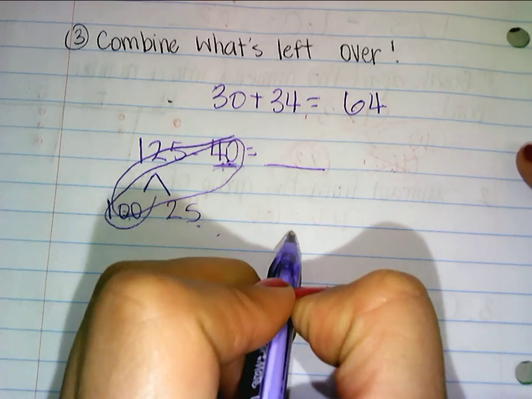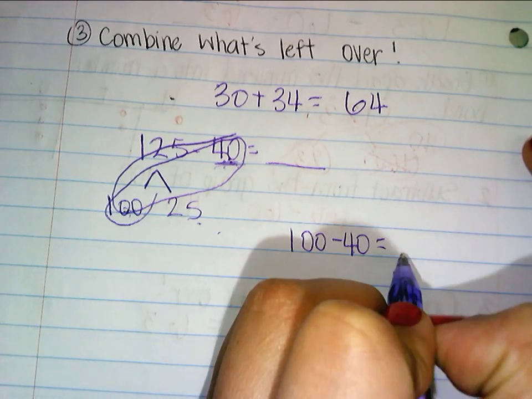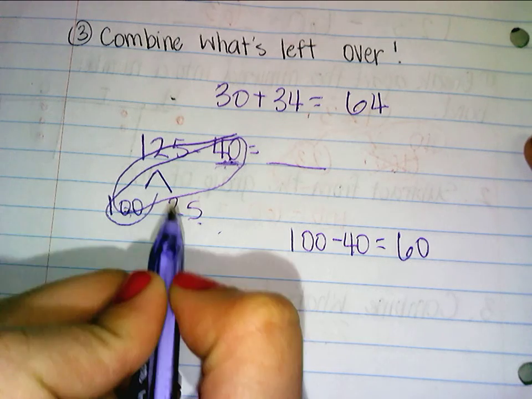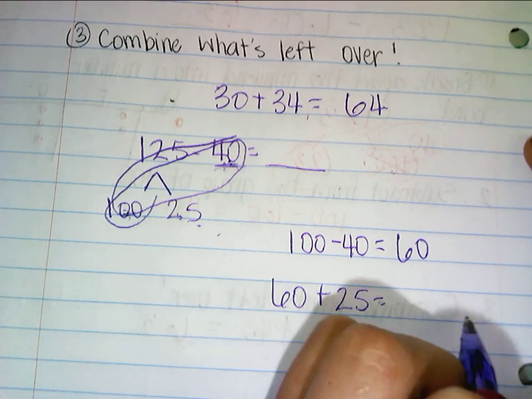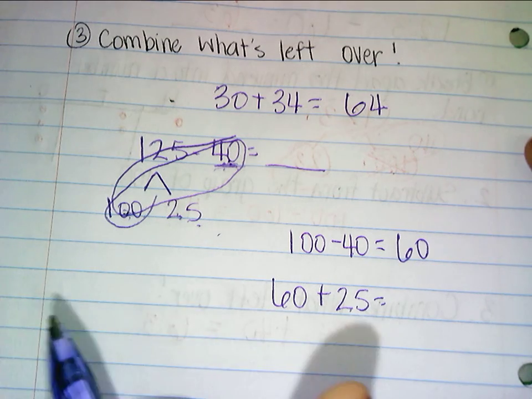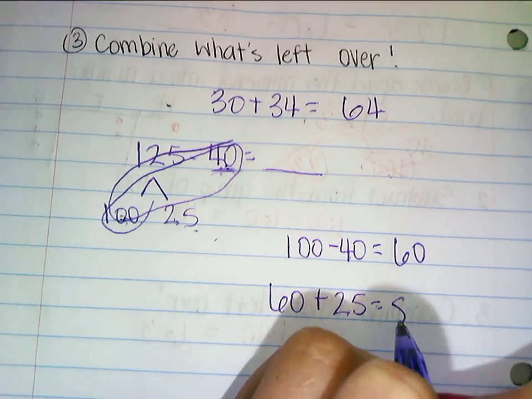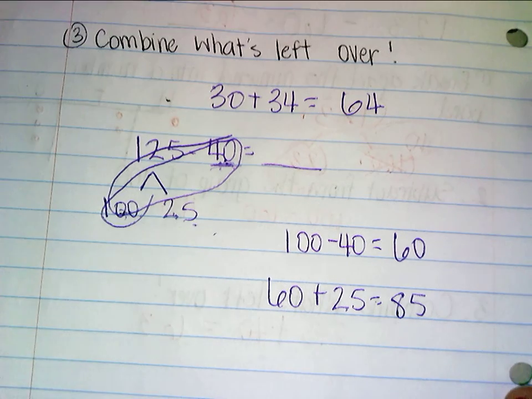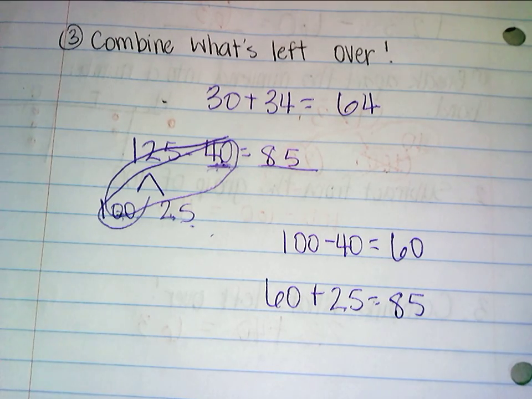As you can see, you're trying to do it mentally. 100 minus 40 equals 60. And then you're combining 60 plus 25 equals 25, 35, 45, 55, 65, 75, 85. 6 groups of 10, 85. And that's your answer, 85. Okay? So now let's take a look at that problem set.